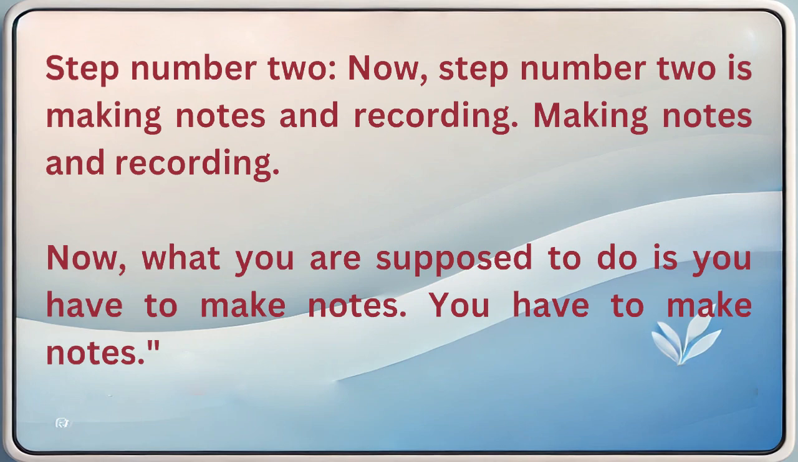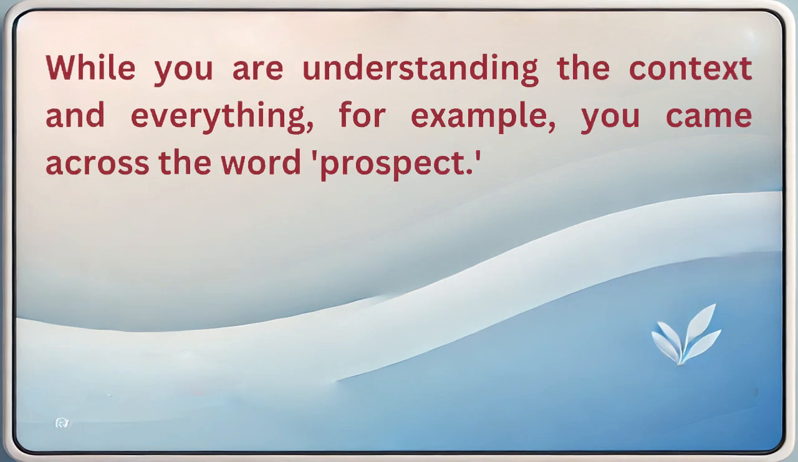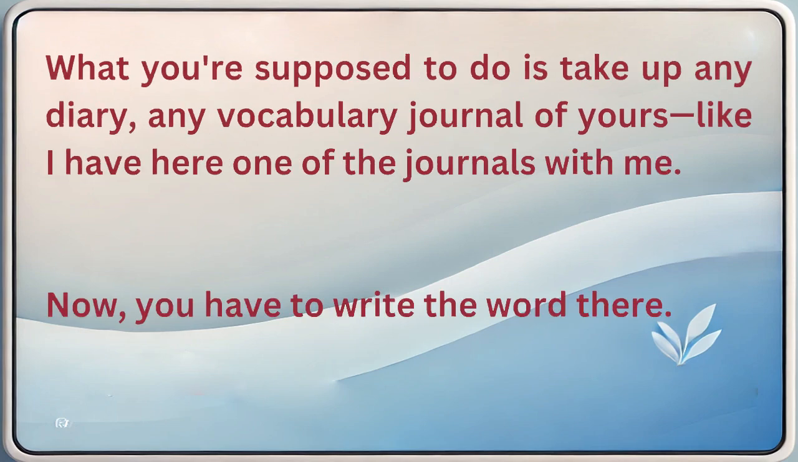Step number 2. Now, step number 2 is making notes and recording. Making notes and recording. Now, what you are supposed to do is you have to make notes. While you are understanding the context and everything, for example, you came across the word prospect. What you're supposed to do is take up any diary, any vocabulary journal of yours. Like I have here one of the journals with me. Now, you have to write the word there.